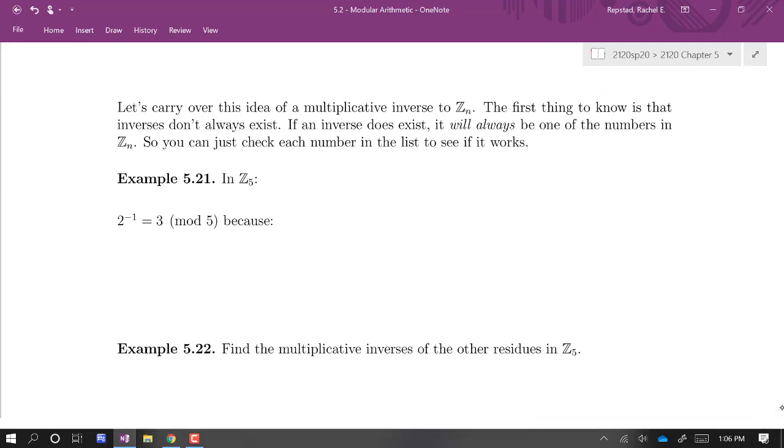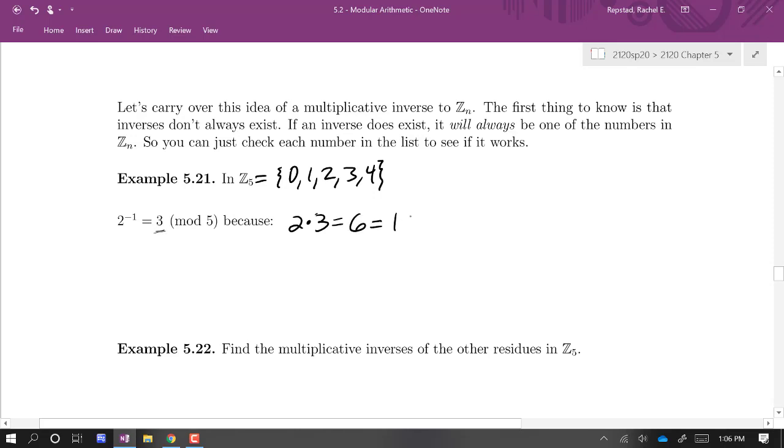If I want to find the multiplicative inverse of a number, I'm looking for the number I multiply by that value to get back to 1. So first of all, Z5, which I'm just going to write out again here: 0, 1, 2, 3, 4. We start out with just being told that the multiplicative inverse of 2 is 3, mod 5. And the reason that's true is because 2 times 3, the thing I multiplied by 2 to get 1, is 3. That's what they're telling me. 2 times 3 is 6, and 6 is in fact equal to 1 mod 5.